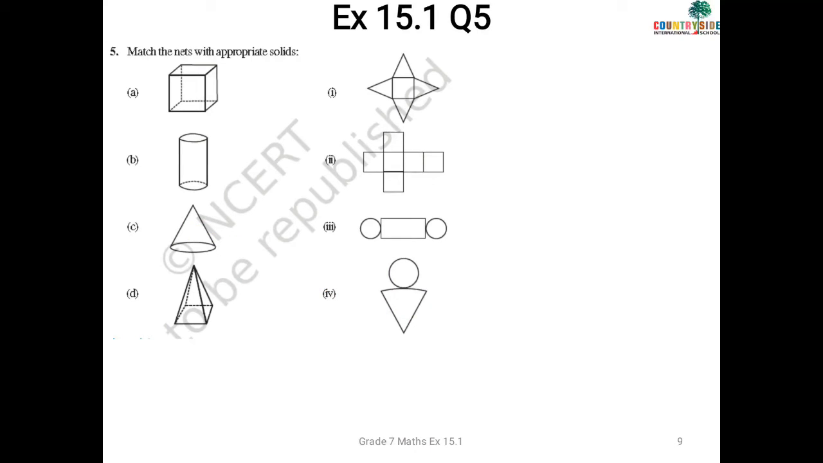Now for the last part, that is a pyramid. For the pyramid, you have the answer first. So this is the net for the pyramid. Okay, this is the simple solution for question number 5. For the A, the answer is 2. For the B, the answer is 3. For the C, the answer is 4. And for the D, the answer is 1. You just need to identify the nets from the solid shapes.